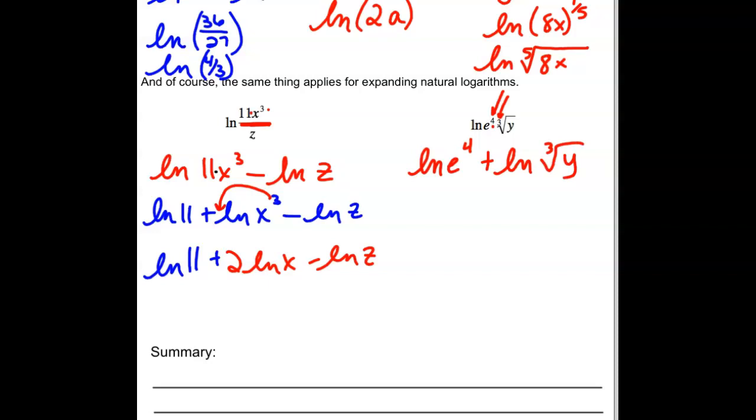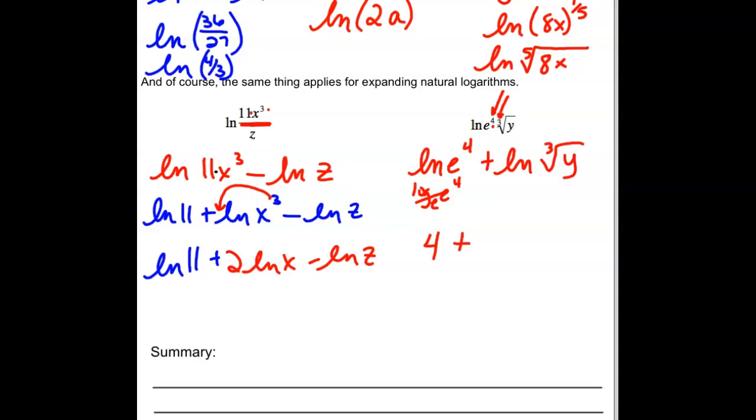Now this first expression, the natural log of e to the 4th, remember natural log means log base e. So we really have log base e of e to a power. When those bases match, the log piece drops off and we just have our power. So this really is going to simplify down to just a plain 4.